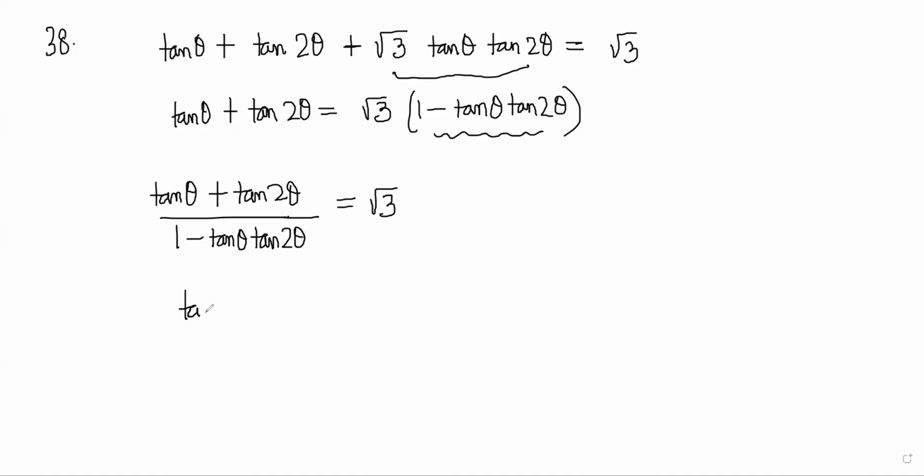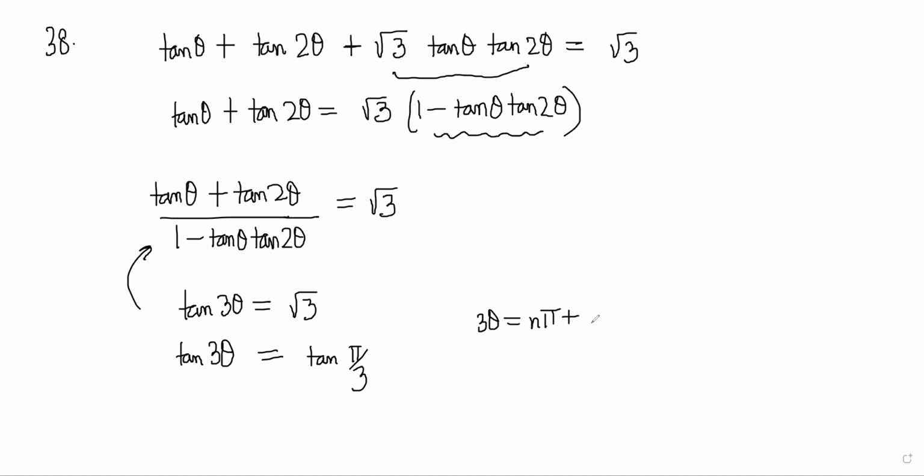Why is this good? Because this is the formula for tan 3 theta. Theta plus 2 theta expansion would be this only, right? Yes, sir. This is tan pi by 3 is tan 3 theta, and you'll get 3 theta is equal to n pi plus pi by 3. So 3 theta is equal to n pi by 3 plus pi by 9.